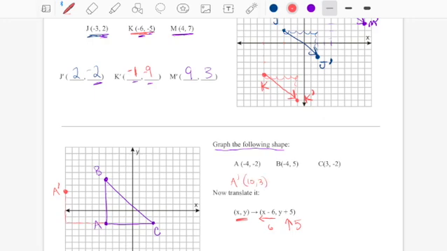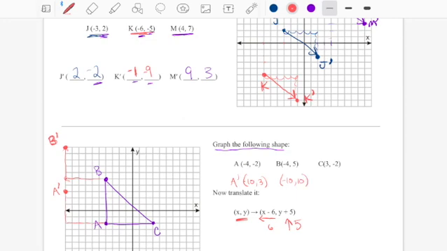So now let's do it with B. B, we're going to the left 6. 1, 2, 3, 4, 5, 6. 6 to the left, excuse me, and then up 5. 1, 2, 3, 4, 5. So B prime is going to be there. And my new point is negative 10, positive 10.